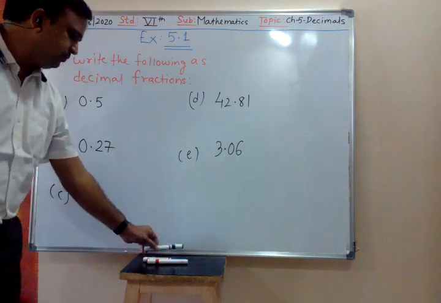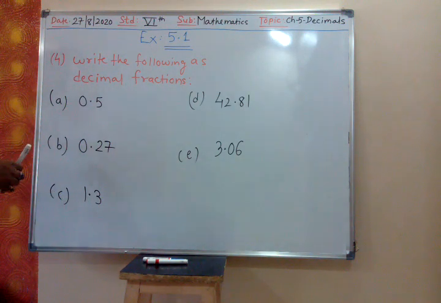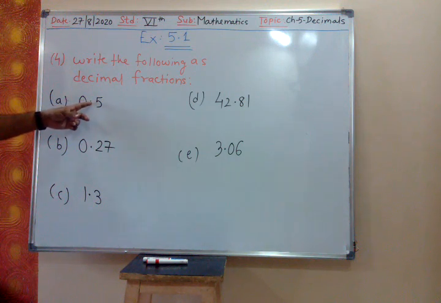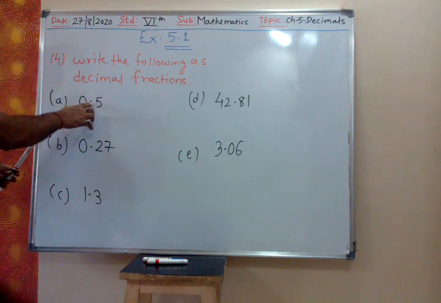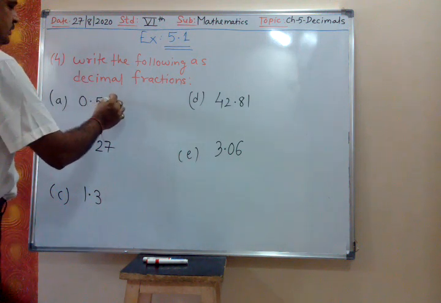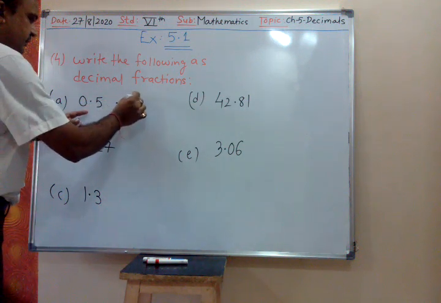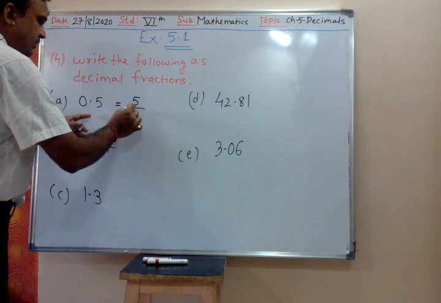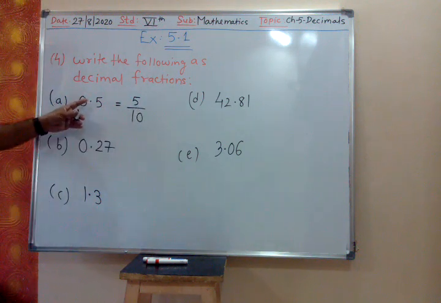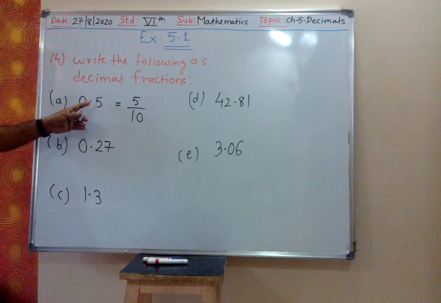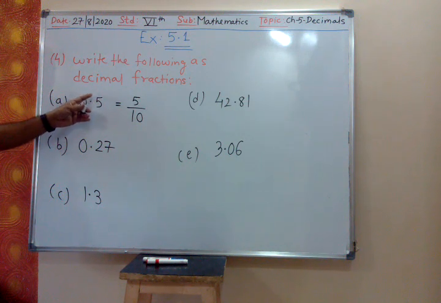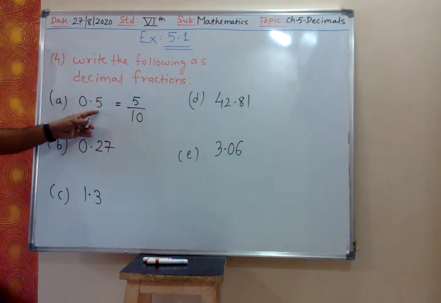So let us start. First it is 0.5. After decimal there is one digit. So this I can write 5 upon 10, because after decimal there is one digit. I can remove the decimal, and this I can write 5 upon 10.